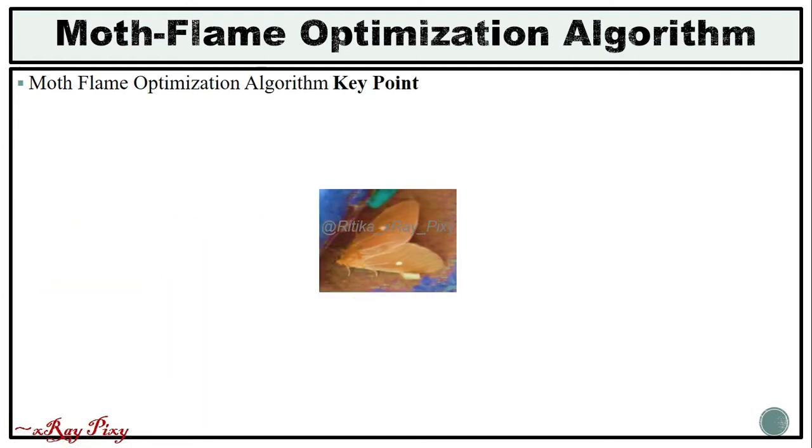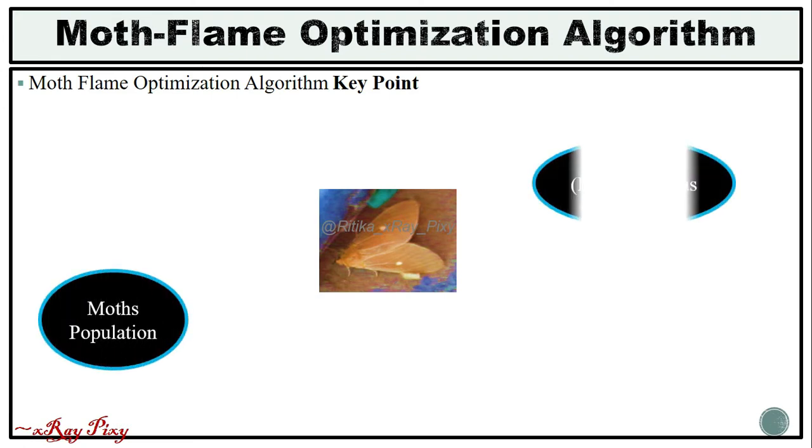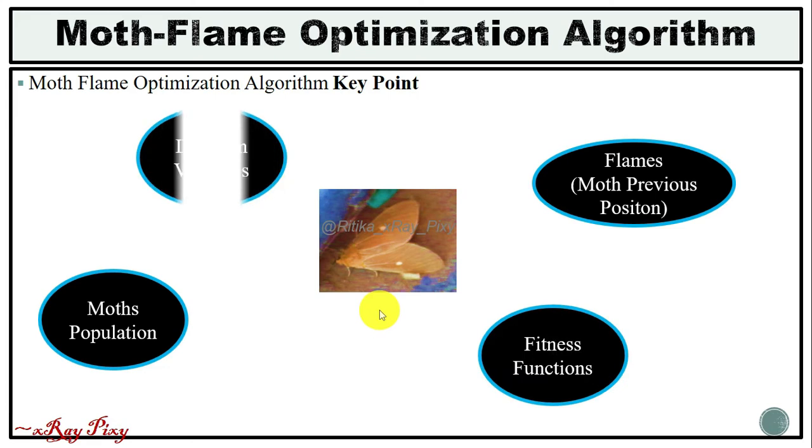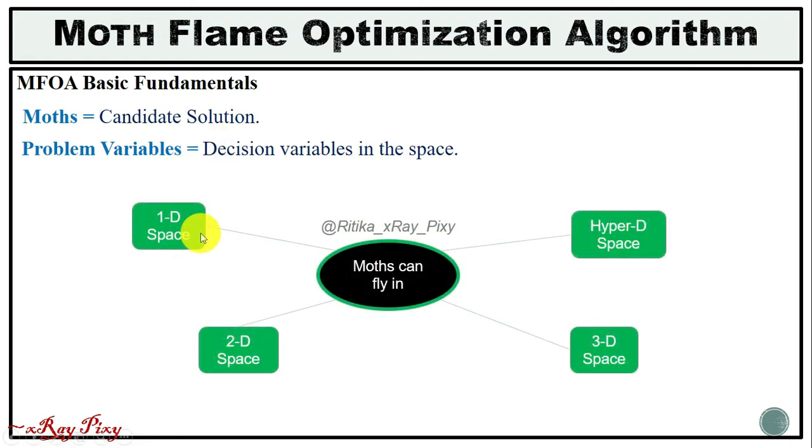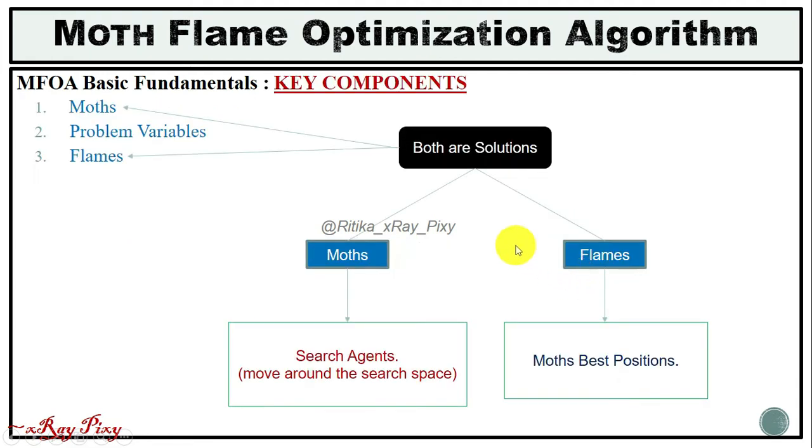Now we have certain key points for this algorithm: moth population, flames, fitness function, and decision variables. In this algorithm, we have a candidate solution as a moth, and problem variables are the position of the moth in the search space, and a moth can fly in one-dimensional space, or two-dimensional space, or three-dimensional space, or hyper-dimensional space. Here, moths and flames both are solutions. Moths are search agents. They move around in the search space, and flames are the moths' best positions.